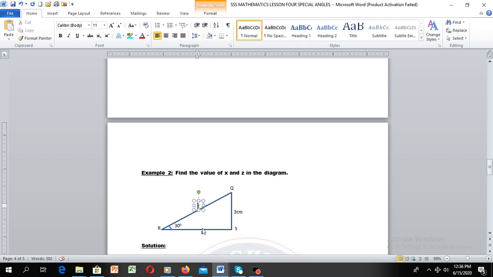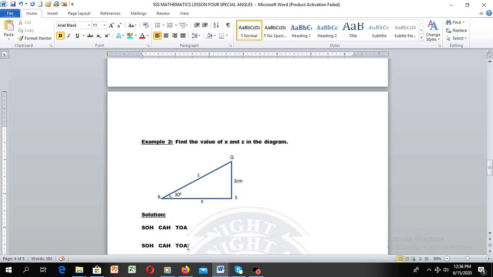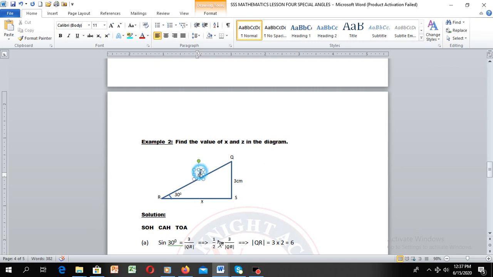Here lies the solution. We are using SOHCAHTOA. Sine is opposite over hypotenuse: S for sine, O for opposite, H for hypotenuse. C for cosine, A for adjacent, H for hypotenuse. And T for tangent, O for opposite, A for adjacent. In this case we are looking for the adjacent side and the hypotenuse.